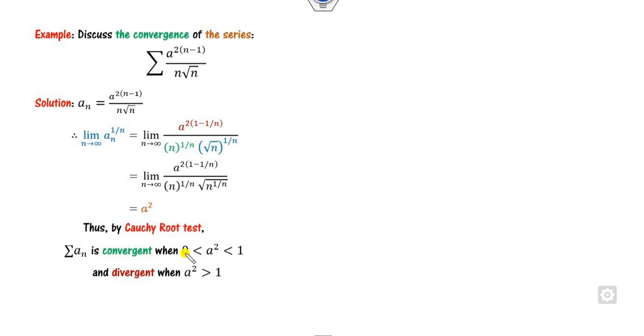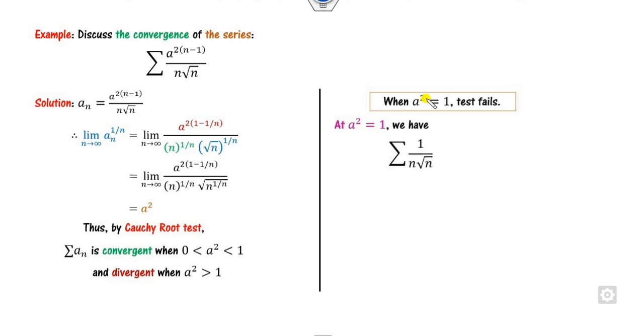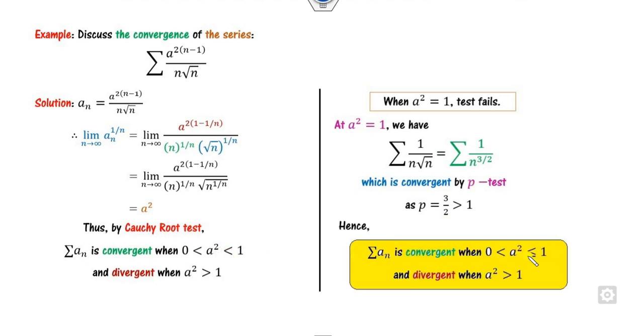So that's it, sir. What will happen when a square is 1? That means when you substitute a square equal to 1 here, I can write this number in this form. So once a square is 1, we substitute it here. So can you say which test will be applicable? I can write this number as 1 over n^(3/2). So it clearly says that this is convergent by using the p-test. So therefore, when a square is 1, it will be convergent. We can apply the equality here.